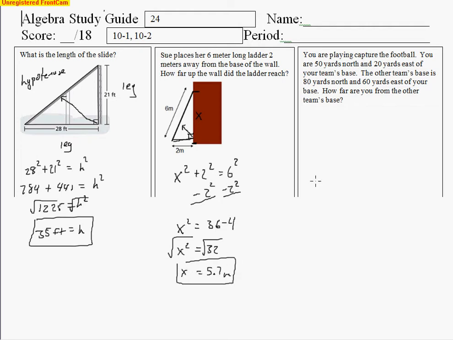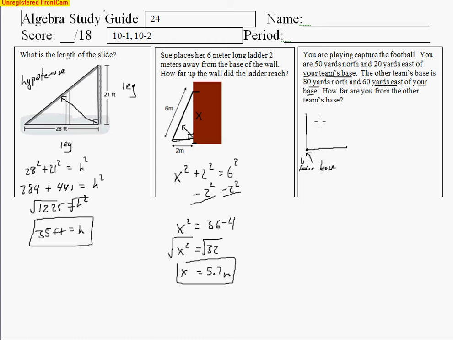Moving on to the next problem, it says you are playing capture the football. You are 50 yards north, 20 yards east of your base. The other team's base is 80 yards north and 60 yards east of your base. Okay, so they're comparing it to your base each time. So let's go ahead and set up a coordinate plane here. And we'll say this is your base right here.